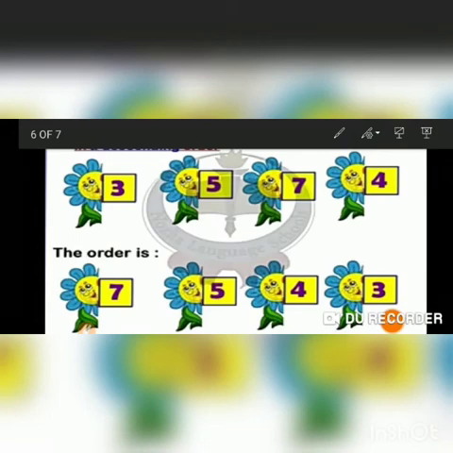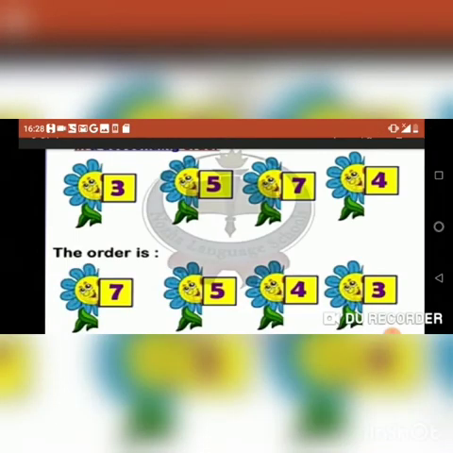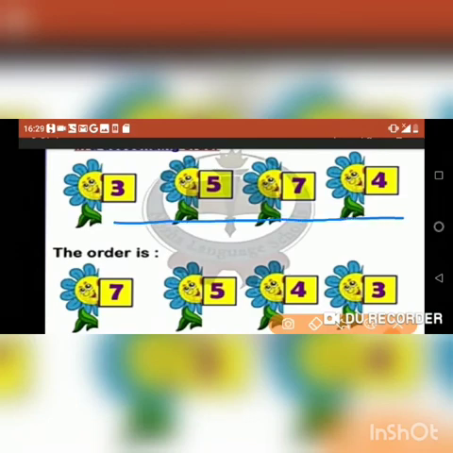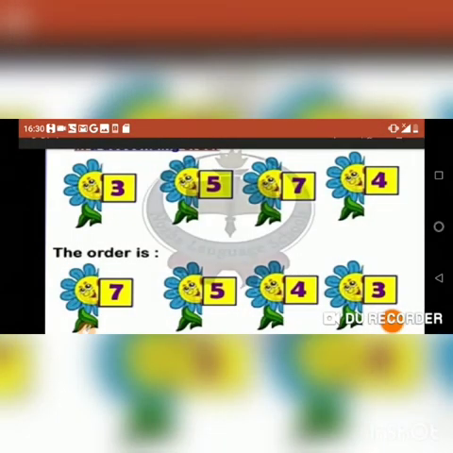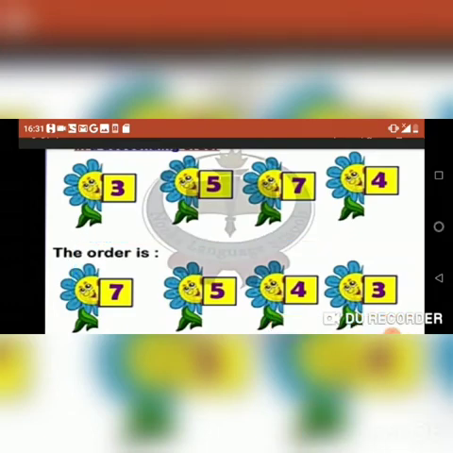So in this picture, 4 numbers are given: 3, 5, 7 and 4. As we are doing decreasing order, these numbers are arranged in decreasing order. But how have these numbers been written in decreasing order? So we have to learn this.